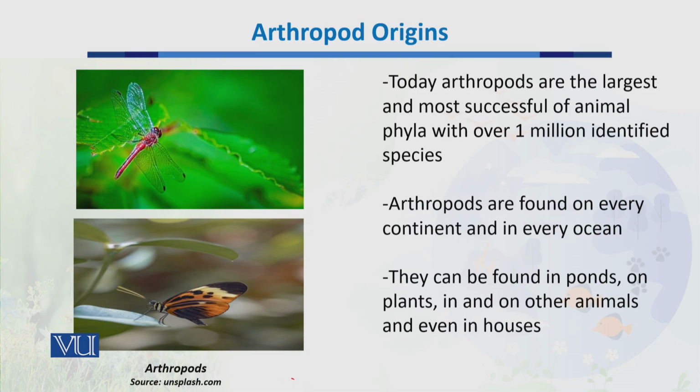As you can see on the screen, there are different examples of this phylum. They are found in every continent and in every ocean. They can also be found in ponds, plants, even on animals, even inside animals, and even in houses.